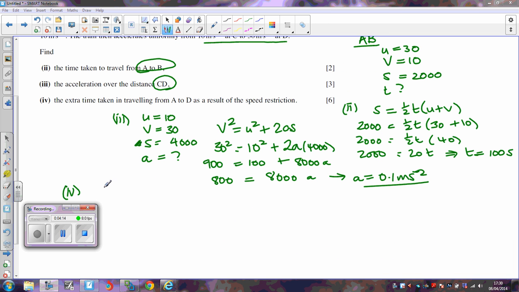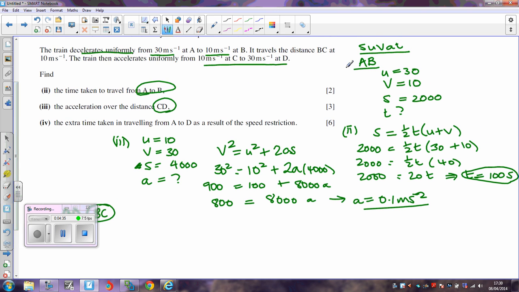Okay, for part 4 we need to work out the time for all of the distance from A to D, and we have already worked out over here between A and B. We know that the journey took 100 seconds. I'm going to have a look now at B to C. Now for B to C, to work out the time between B and C, we are told that the train travels at uniform velocity. Okay, and if it's travelling at uniform velocity and we want to work out the time, then the time is just going to be the distance divided by the speed.